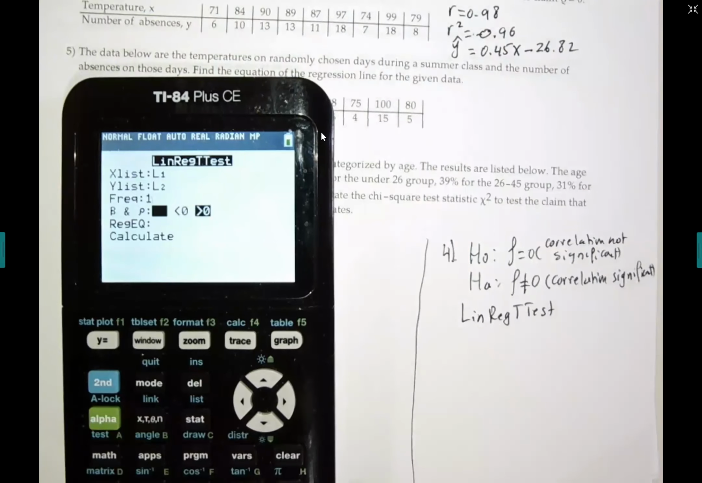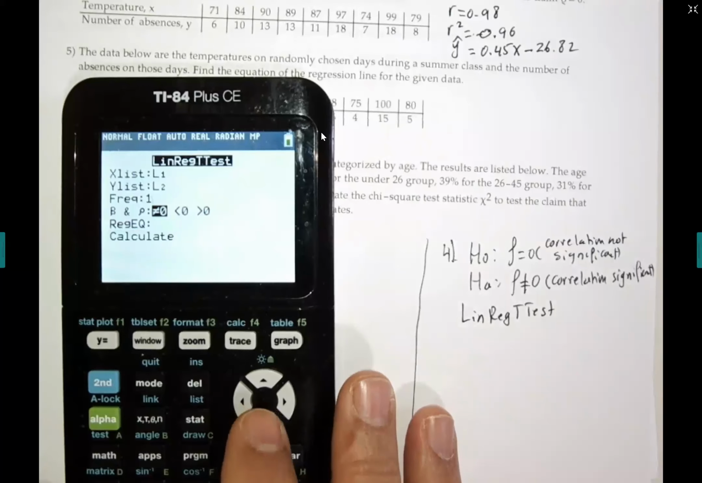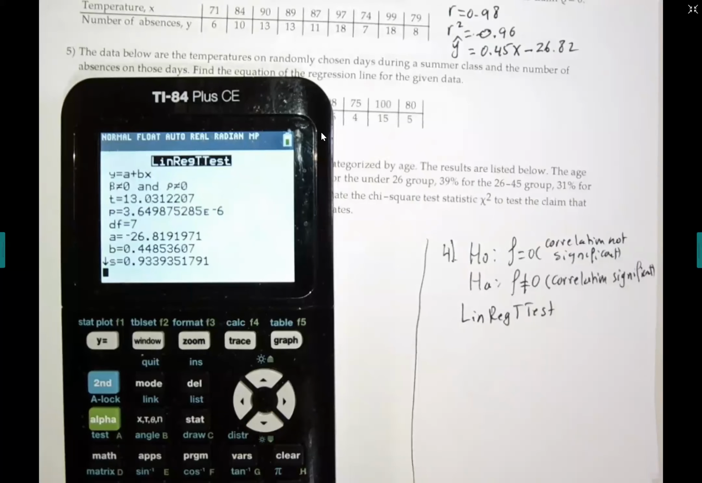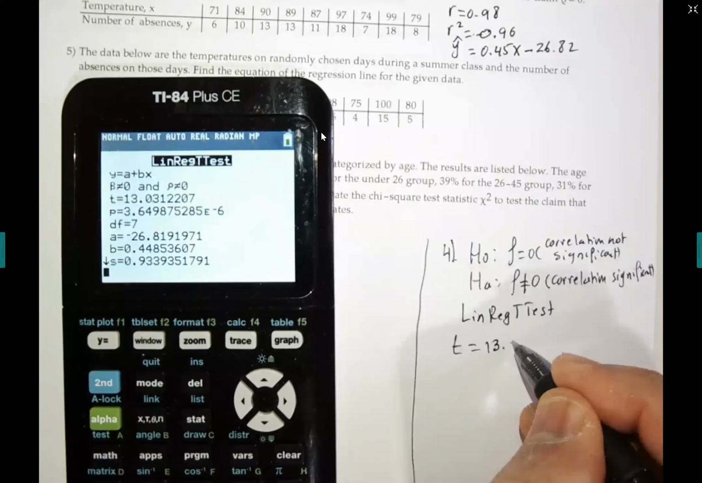Equal or not equal, we're testing. He didn't say positive, negative. That's why we did equal or not equal. If he says positive, we would do positive. If he says negative correlation, we'd do negative. But he says not equal to 0. Equal or not equal to 0, and then calculate. T is 13.031.